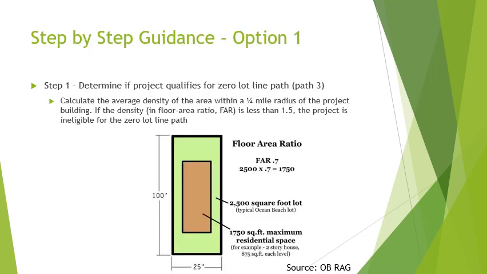The reference manual offers a step-by-step guide to fulfilling this criteria. Step 1 is to determine if the project qualifies for a zero lot line path. This involves finding the floor area ratio of the project, and if the floor area ratio is less than 1.5, then the project is ineligible for Path 3 of Option 1.